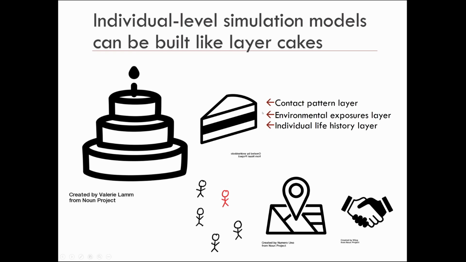And we can also build contact pattern layers. This will allow the individuals to come in contact with each other and transmit preferentially between each other based on the types of contacts that they have. This can be useful if we have an individual level simulation model that looks at a whole population, but we think people tend to socialize in age groups. You're much more likely to socialize with someone in a similar age range to yourself.